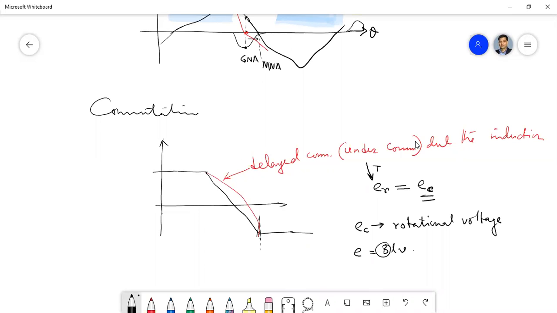But what you are doing by these armature reaction solution methods, you are keeping the flux in the commutation region zero. Are you getting my point?